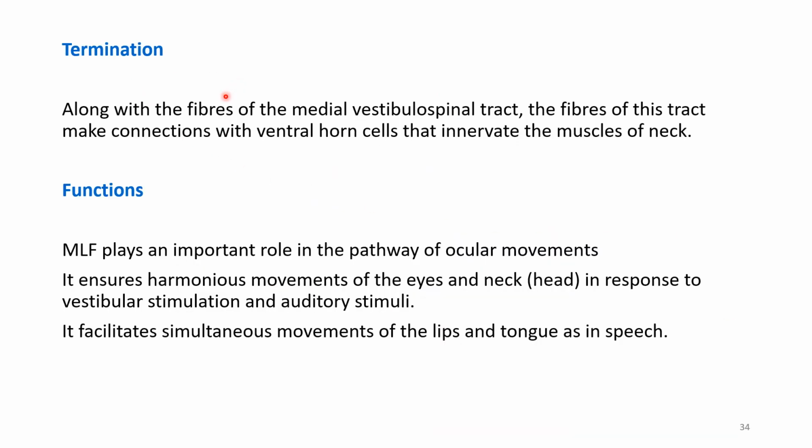So where does it terminate? Along with the fibers of the medial vestibulospinal tract, the fibers of this tract make connection with the ventral horn cells that innervate the muscles of the neck. What are the functions of MLF? It plays an important role in the pathway of ocular movements. It ensures the harmonious movements of the eyes, head and neck in response to vestibular stimulation and auditory stimuli. It facilitates simultaneous movements of lips and tongue in speech.